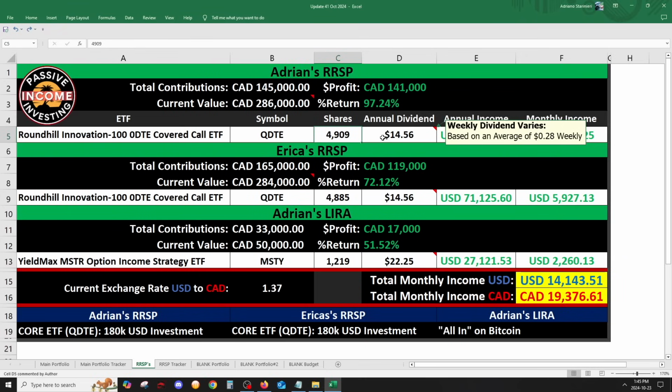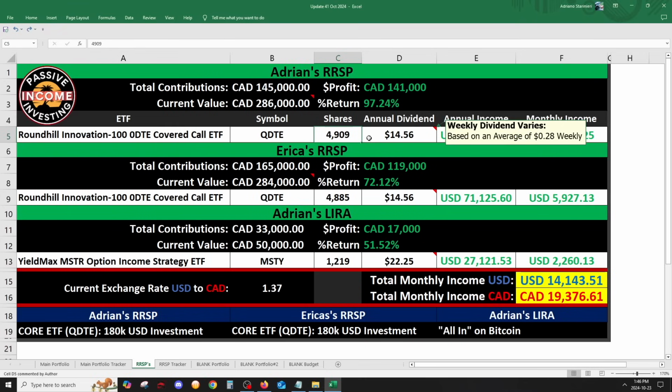And for the annual dividend, by the way, if you take all QDTE's weekly dividends and add them up, the average is about 32 cents. It's very hard to say what the annual dividend is because it changes every week. But for now, I just have an average of 28 cents weekly. If the QDTE dividend starts going less than 28 cents for quite a few weeks, I'll probably lower the average. But I'm not trying to cheat or anything, guys. I'm just too lazy to update it every single week.